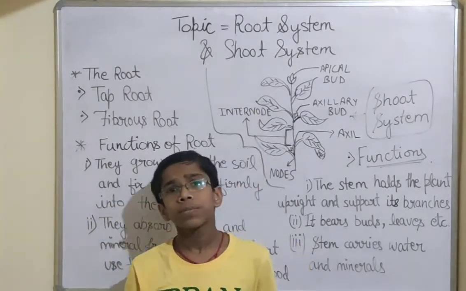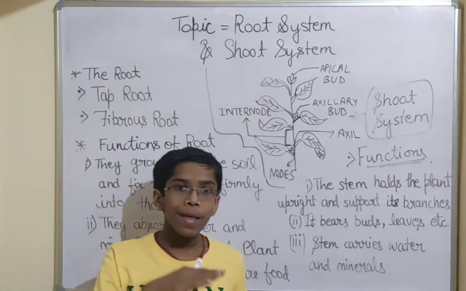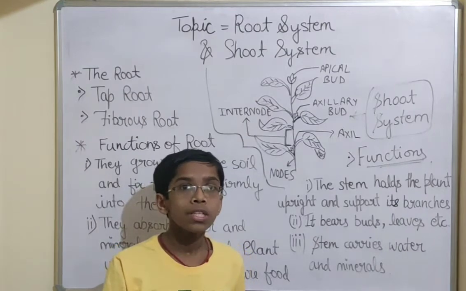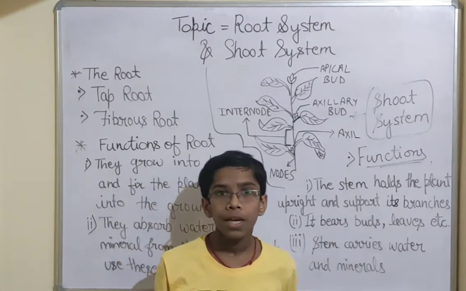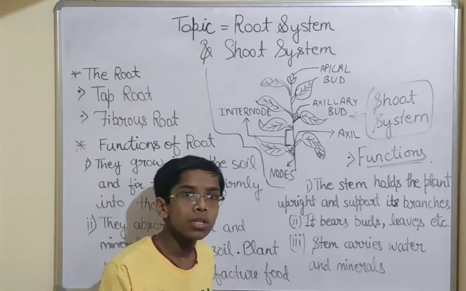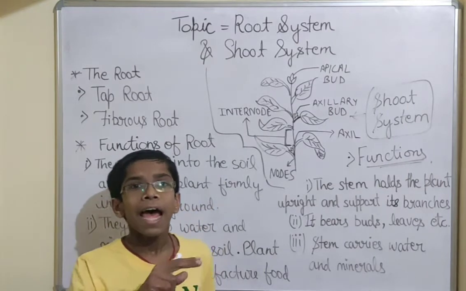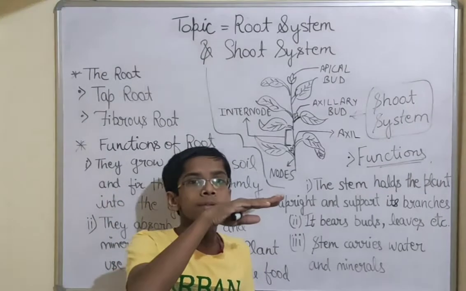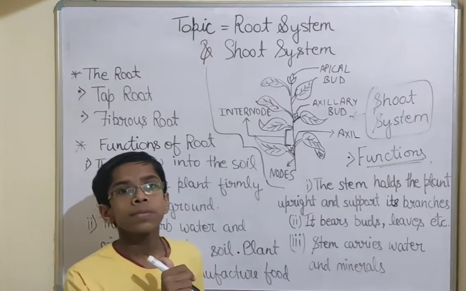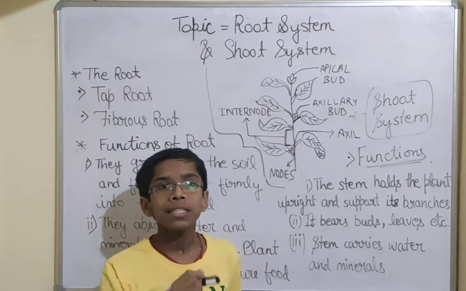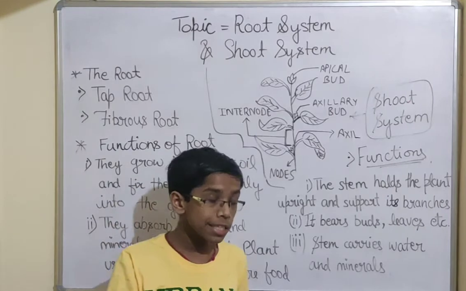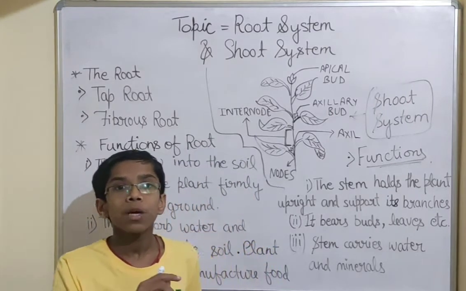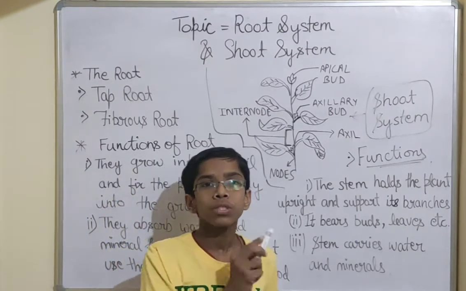So what is the root system? The part which is below the ground. We have seen a flowering plant. The part which is below the ground is known as the root system, and the part which is above the ground, for example, stems, branches, leaves, buds, fruits, these all are in the shoot system. These all are in the category of shoot system.